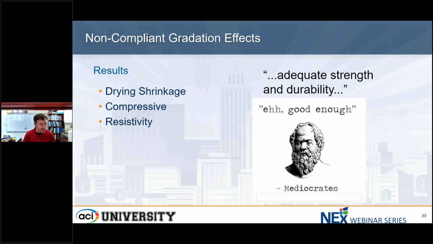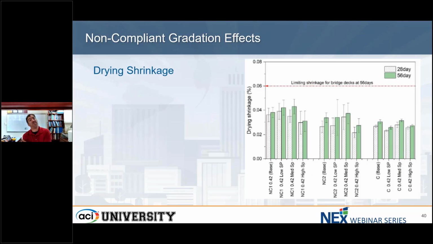We looked at a lot of things in this part of this study, but I'm just going to show very quickly drying shrinkage, compressive strength, and resistivity. So let's jump right into it. Look at this. The first non-compliant set of sands, which is NC1, are the ones that were too fine.